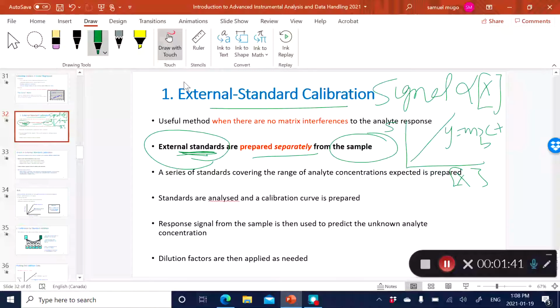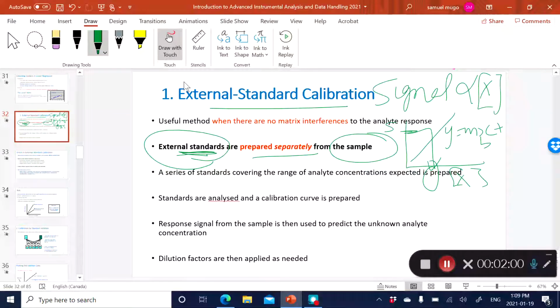You're going to get the signal from the instrument. And then based on your calibration, you can determine the concentration of your sample. Now take note of this. Yes, the standards were run separately from the sample.